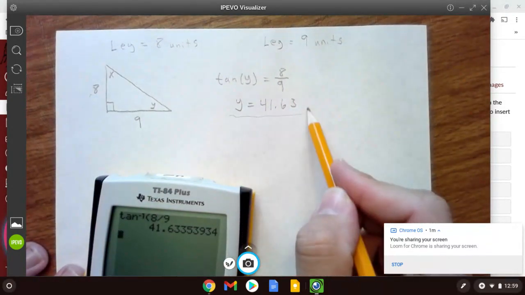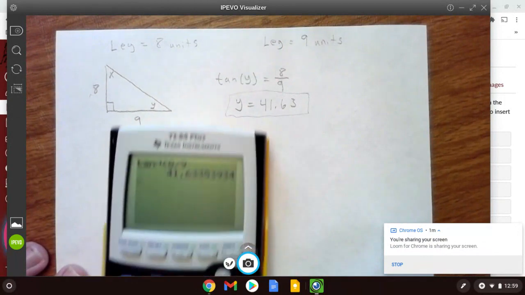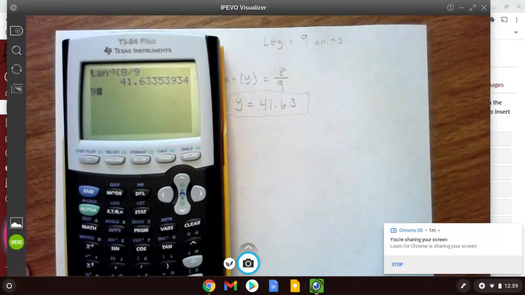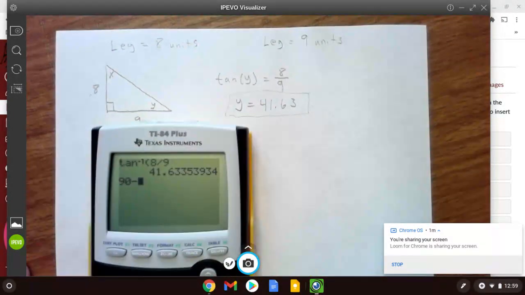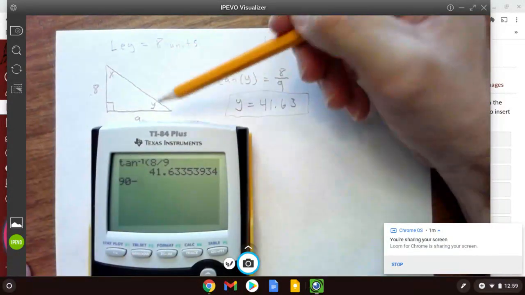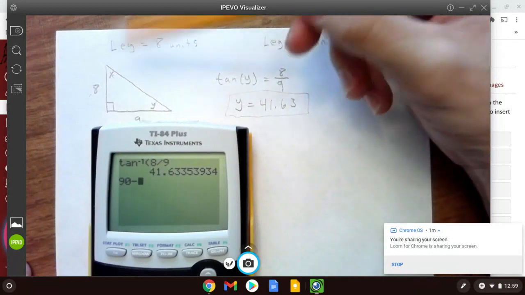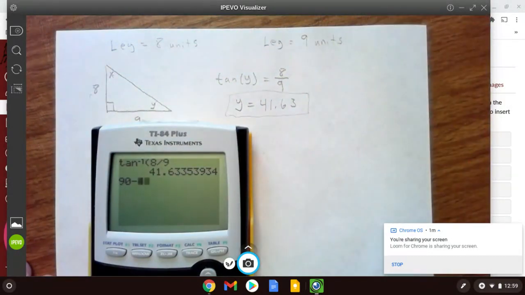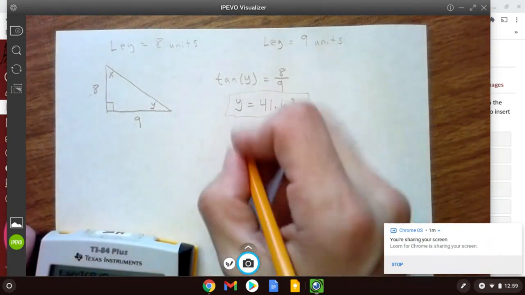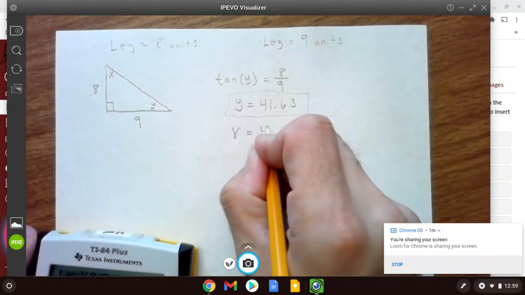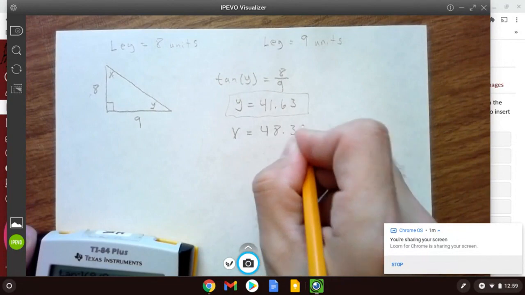All right. Now, if we wanted to solve for x, we could do 90 minus this 41.63, because they're the other two angles on a right triangle, they have to add up to 90. So 48.37. So x equals 48.37.